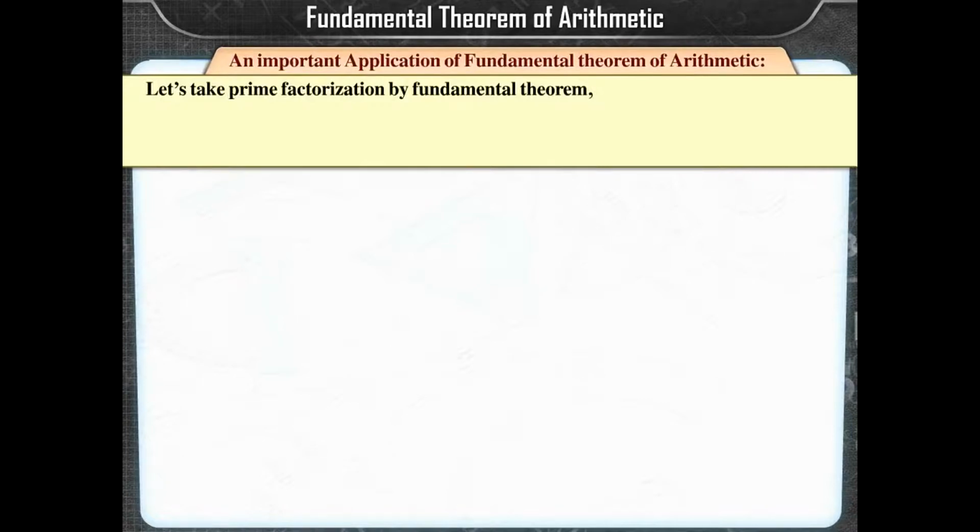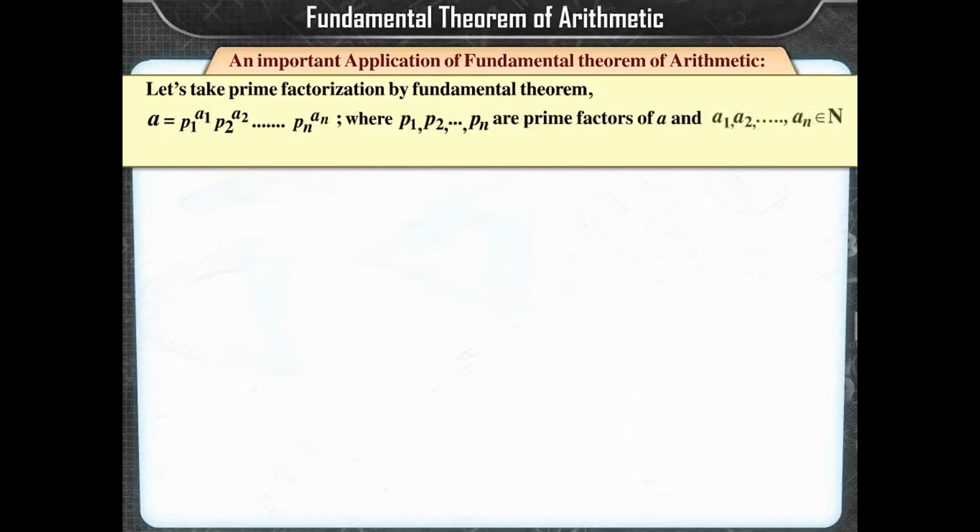Let's take prime factorization by the fundamental theorem. A is equal to p1^a1 × p2^a2 up to pn^an, where p1, p2, up to pn are prime factors of A and a1, a2, up to an belong to the natural numbers. This expression is unique apart from the order of the pi.